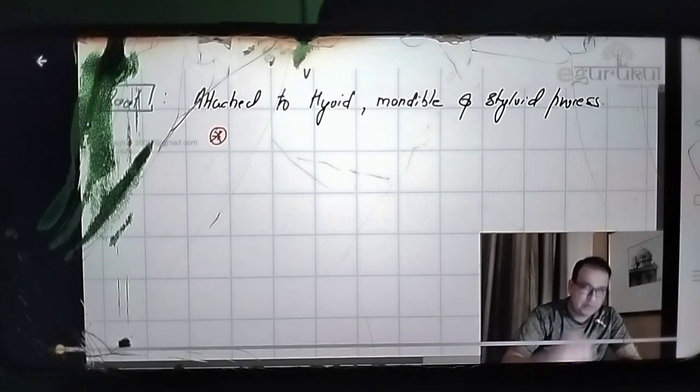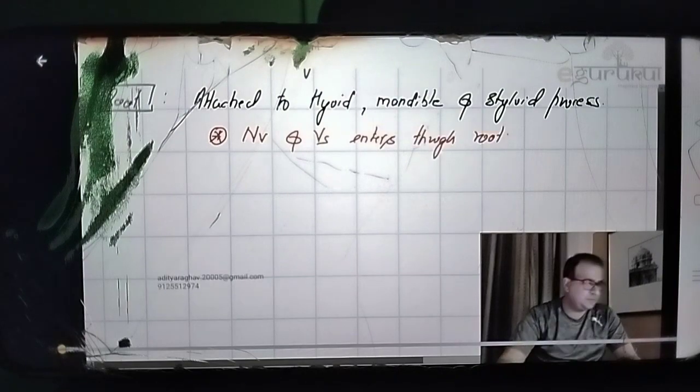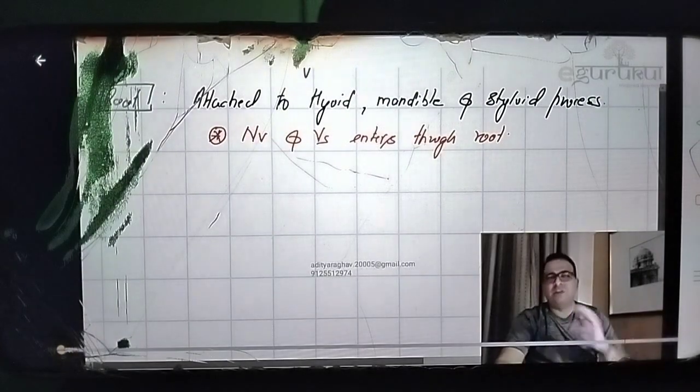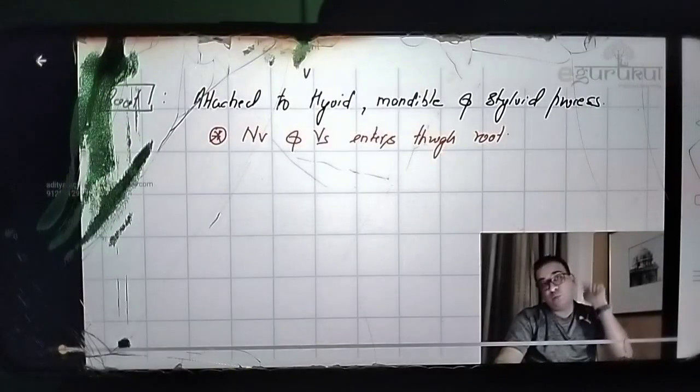Number one, this posterior part of the tongue, the root of the tongue: the nerves and vessels enter through the root. So whatever hypoglossal nerve, lingual artery, whatever nerves and vessels you will see in the tongue, guys, the only way they can come into the tongue is from the root.